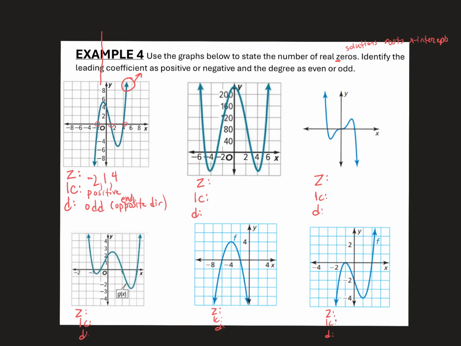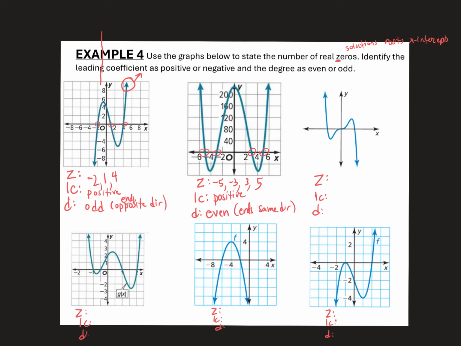Okay, so for the next one, I'm going to kind of hop around. The degree is even because the ends point in the same direction. Our leading coefficient is positive because the ends point up. The zeros appear to be negative 5, negative 3, 3, and 5.